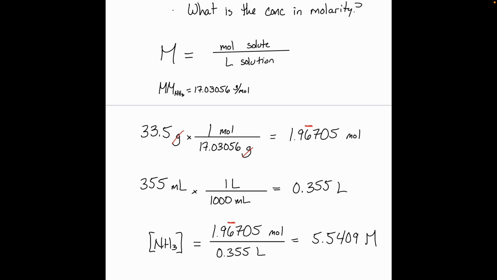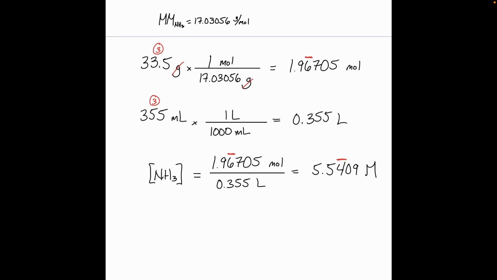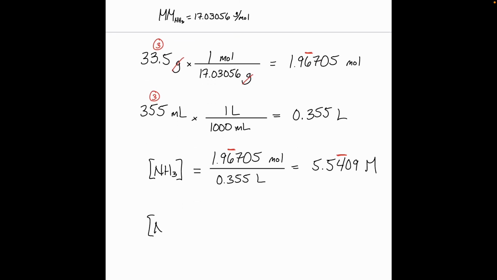And if I'm being good about my sig figs, how many sig figs should I round my concentration to? I got 3 in my moles here, right? That came from my mass. I have 3 in my volume here. So I'm going to round this off to 3 sig figs. So my concentration of ammonia in this solution is 5.54 molar.